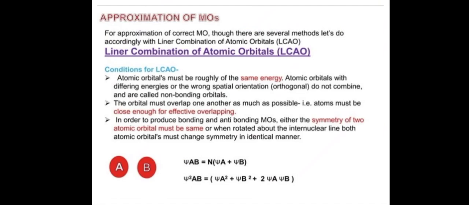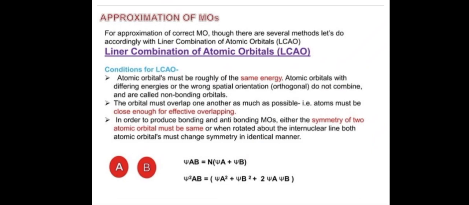So after this magnetic property, now we have some very important conditions for molecular orbital formation. Let us look at those conditions for molecular orbital formation. See, the first one is that atomic orbitals must be of roughly the same energy, and atomic orbitals with different energies or the wrong spatial orientations do not combine, and these are called non-bonding orbitals.